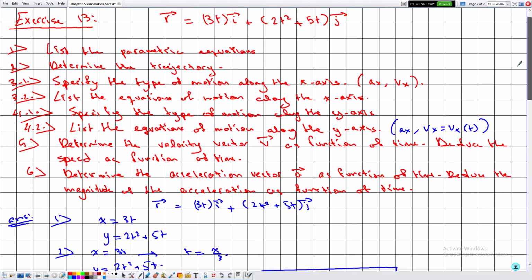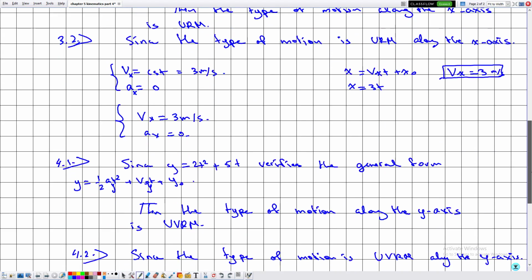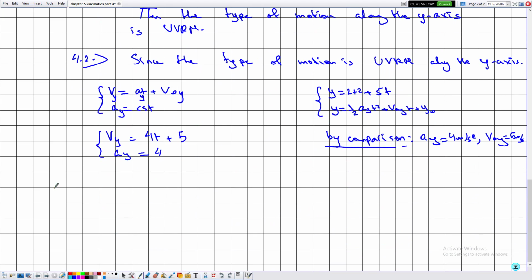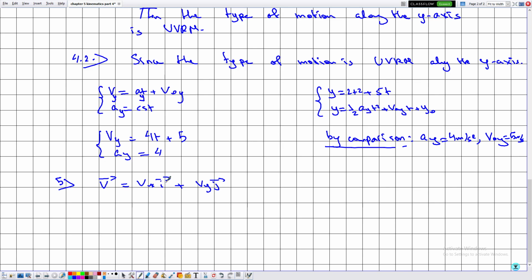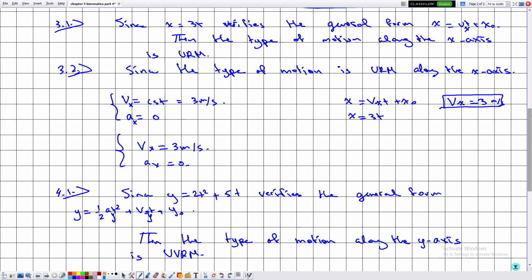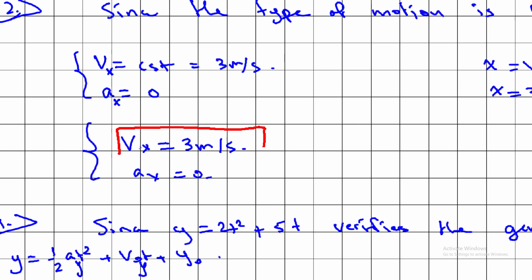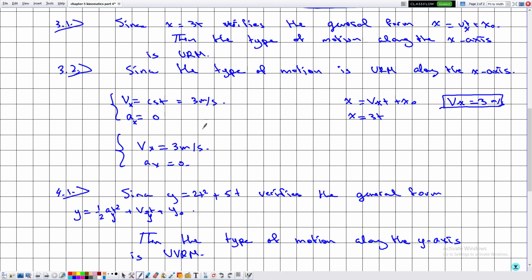And now finally in part 5 they are telling me to determine the velocity vector v. The velocity vector v is by definition v is equal to vx i plus vy j. Now in order to determine v we need to determine vx and vy separately, and we have done this. So vx is determined by referring to the motion along the x-axis, and in this case it's given by 3 meters per second. It's independent of the time because the motion is constant, it is URM.